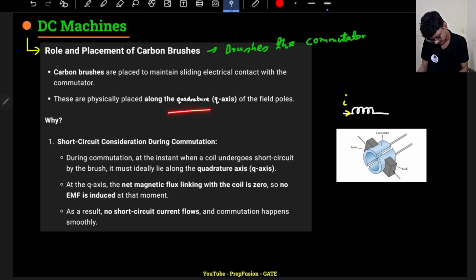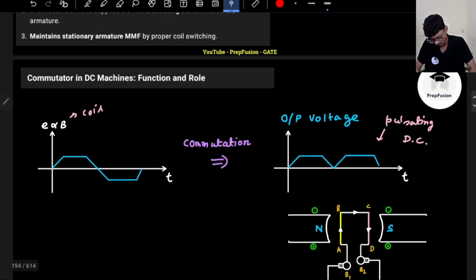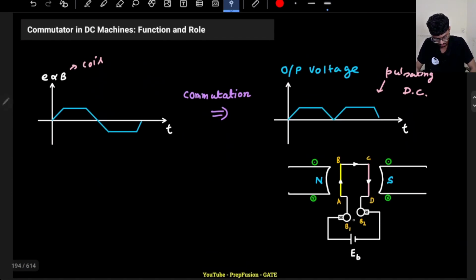Along the quadrature axis of the field poles. Why along the quadrature axis of the field poles? Ideally, when I am doing the commutation, let's say I am changing from brush B1 to B2, I'm changing the brushes. Ideally there should not be any induced voltage across the coils.